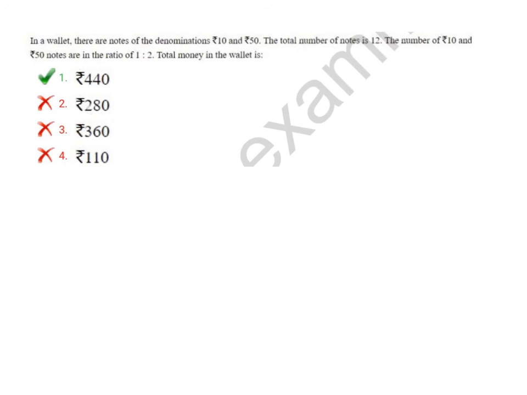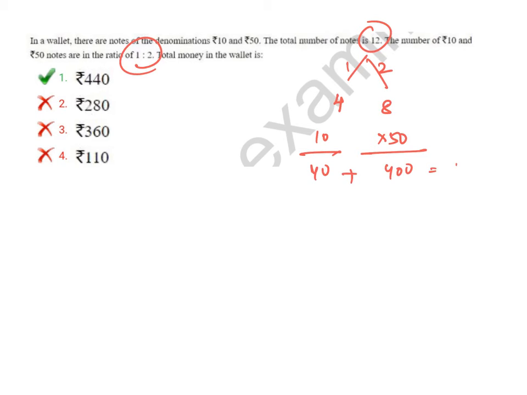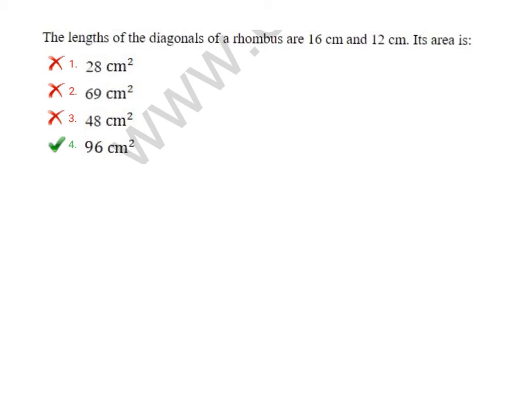That's the distance. Next, in a wallet, there are notes of the denominations 10 and 50. The total number of notes is 12, and the 10 and 50 notes are in the ratio 1:2. If you divide 12 in the ratio 1:2, there are 4 notes of 10 rupees and 8 notes of 50 rupees. 50 rupees, 8 notes means it is 400. 10 rupees, 4 notes means it is 40. Put together, the total money is 440.